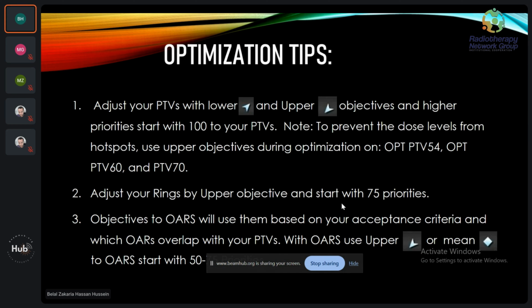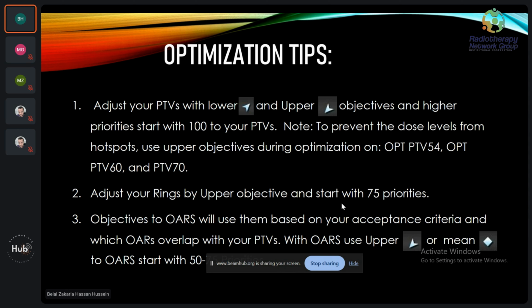Optimization tips: adjust your BTV with the lower. We control and get the best BTV coverage with two objectives we have in the Eclipse optimization process: the lower and the upper. For the lower objective, we put the prescribed dose from the physician, and with the upper we control the maximum dose inside the BTV. Start the priority with 100 for your BTV.